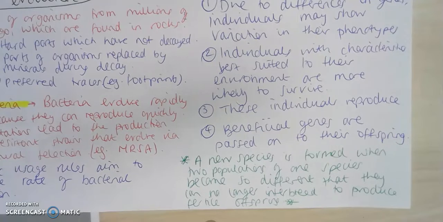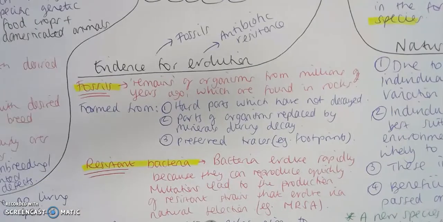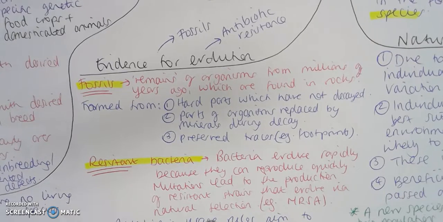So, the next thing we need to think about is where all this evidence for evolution has come from, because it's quite well understood now. There's lots of evidence to back up natural selection and that underpinning of evolution. Our evidence comes from a variety of things, but primarily we can break it down into evidence from fossils and evidence from antibiotic resistance as an example of evolution by natural selection.